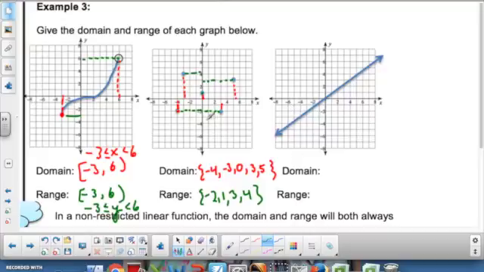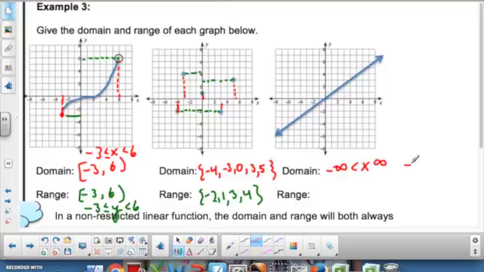In this last one, to find the domain, remember, we start at the left and work our way right. Because we have an arrow here, that means that the domain starts at -infinity. We can never actually get to the beginning of this line. So it starts at negative infinity. We put a less than, not an equal to, and it goes to positive infinity because it's going to keep going to the right forever and ever and ever.